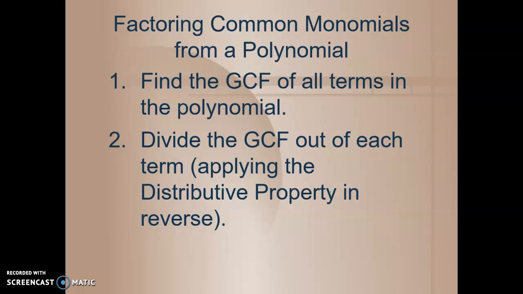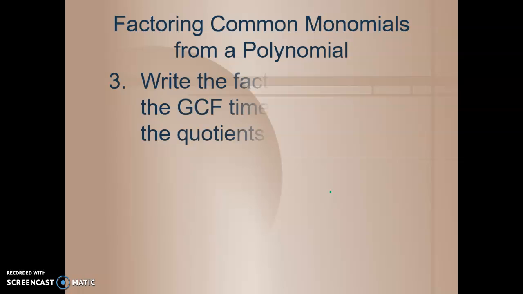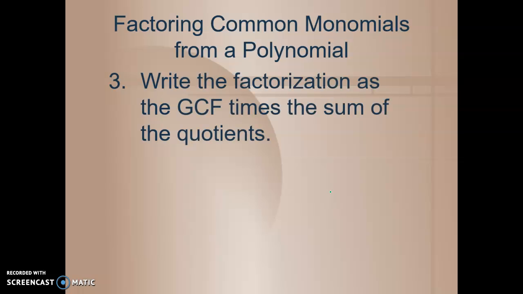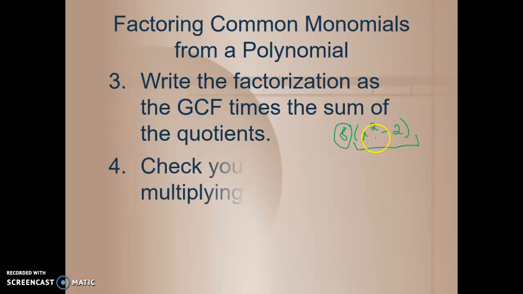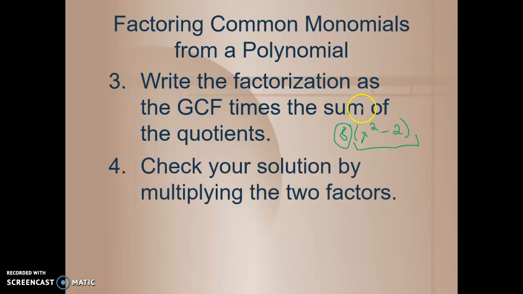Basically, you're applying the distributive property in reverse. That's what we did on the previous slide. We factored out the 8, or we divided each term by the 8. And in parentheses, we wrote the quotient, what was left over when we divided by 8. We'll then write our final factorization as the GCF, the greatest common factor, times the sum of the quotients. So you saw that when we rewrote it as 8 times x squared minus 2. We can check our solution by multiplying. If we were to redistribute that, we would get back to our original expression of 8x squared minus 16.